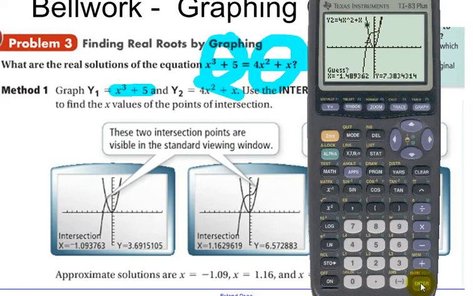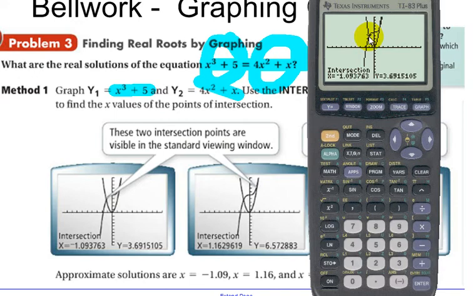And guess, just press enter again. And it's calculating. You'll know it's calculating because you'll see the running little ribbon over here, the cursor just moving and rolling around up here in the right hand corner. Now it tells us our intersection is x equals -1.093763 and y equals 3.6915105. So there's our first point.